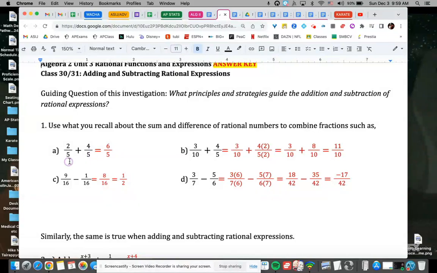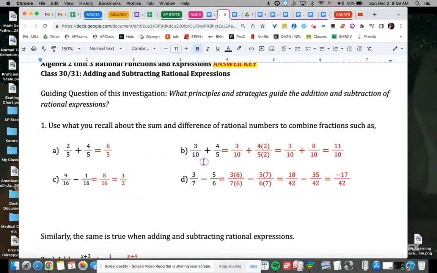A common mistake people make is they add the bottoms and get 10 on the bottom. That works for multiplication, but it does not work for addition. With addition, you're just saying how many fifths plus how many fifths. So that's a total of 6/5. That's one idea you need to carry forward as we go on to the harder ones.